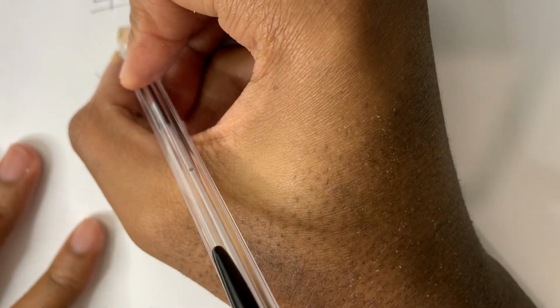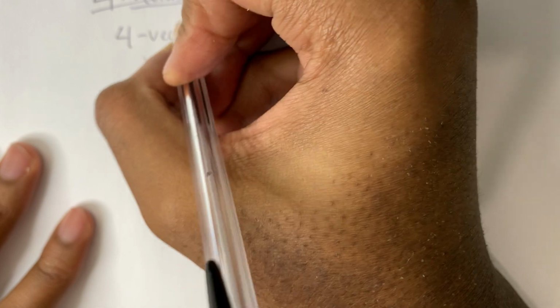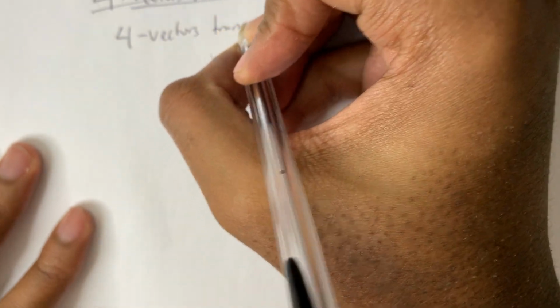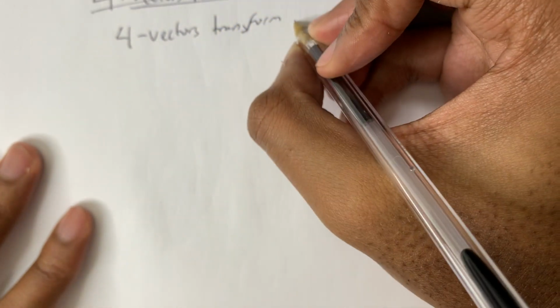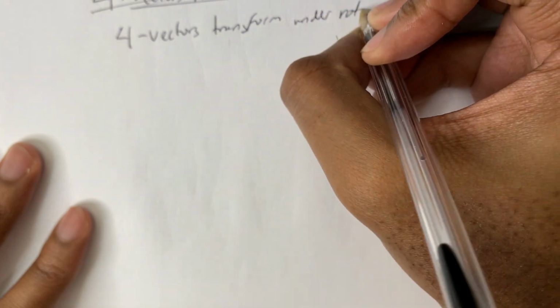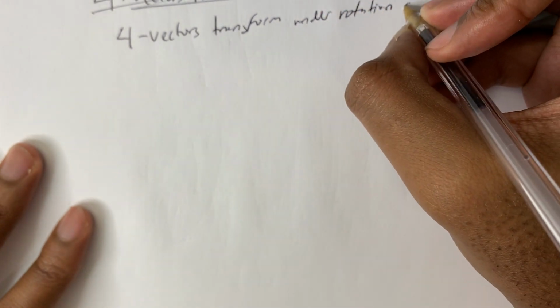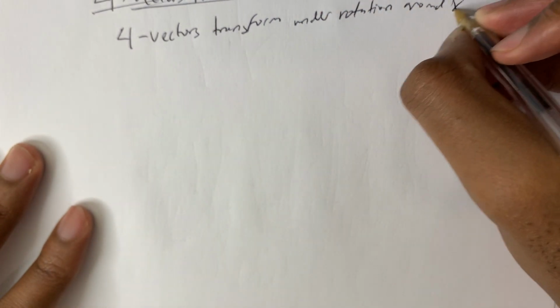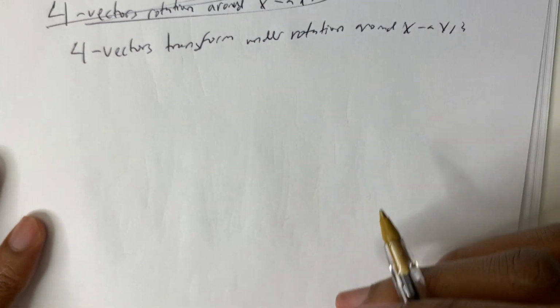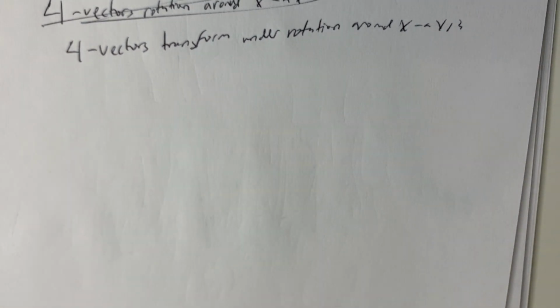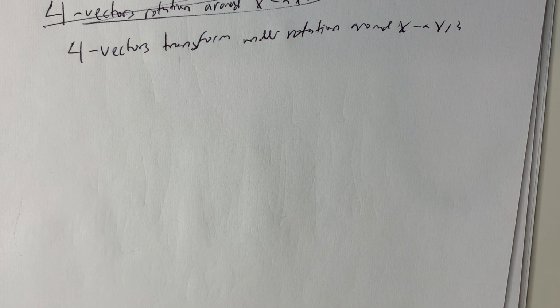So let's actually talk about what those transformations are. Now we can write things down. So let's talk about how 4 vectors transform under a rotation about the x-axis. Also, I'm not going to give a crash course on 4 vectors. That's pretty much a prerequisite to this video.